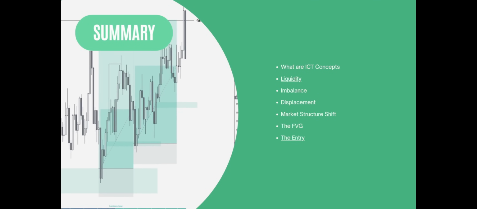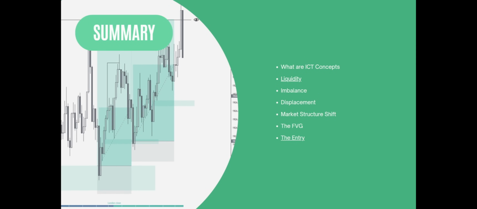So first things first, let's quickly summarize what we are going to be talking about in this video today. First, we're going to cover what are ICT concepts. We're going to talk about liquidity, imbalance, displacement, the market structure shift, the FVG or the fair value gap, and then we're going to be covering how you can actually trade ICT concepts. So we're going to be talking about the entry here.